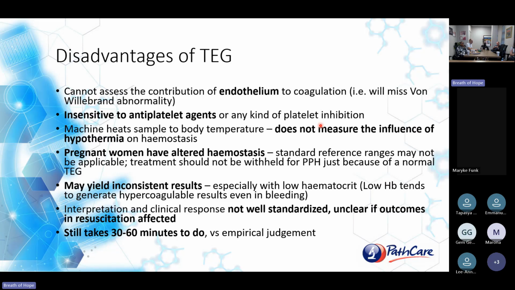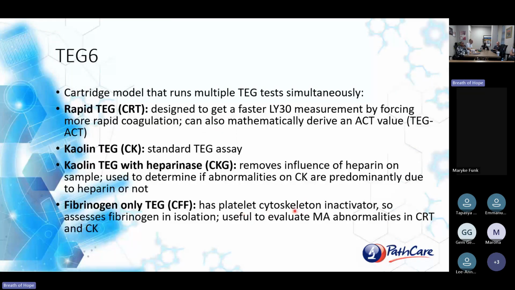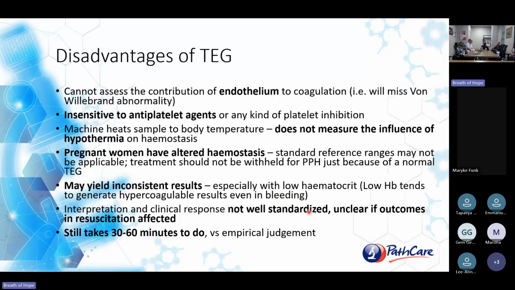So the way the fibrinogen TEG works, it has a reagent that breaks down the platelet cytoskeleton, basically deflating them. It doesn't inactivate the platelets directly, because platelets during a standard TEG are not activated. You're measuring platelet volume only. You cannot use it to measure aspirin. You cannot use it to measure clopidogrel.